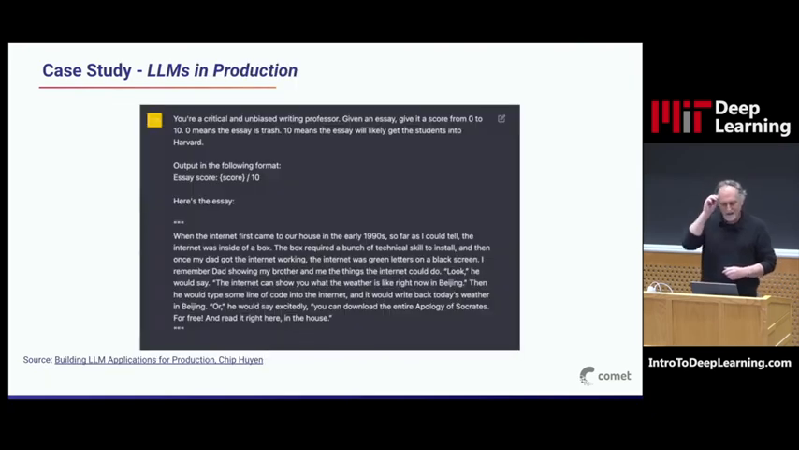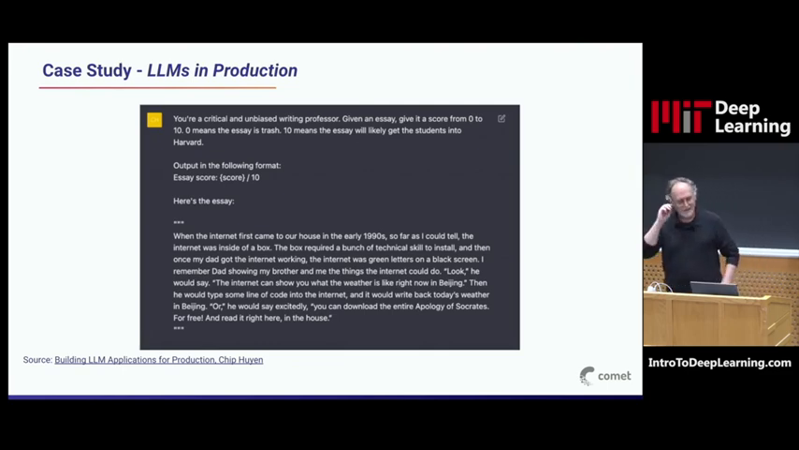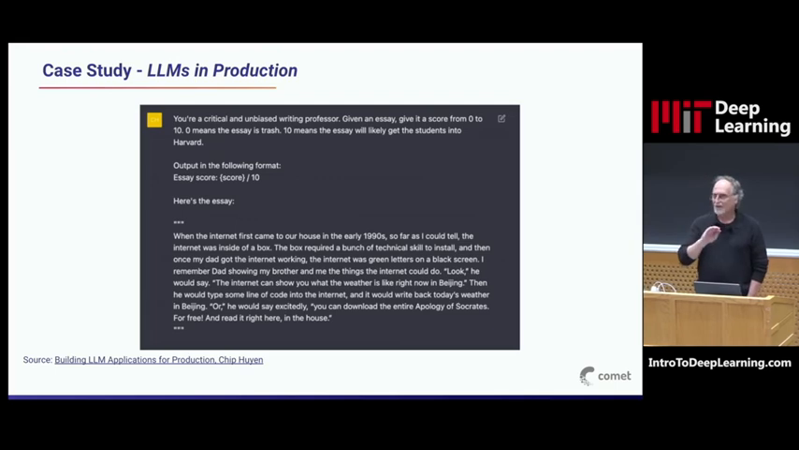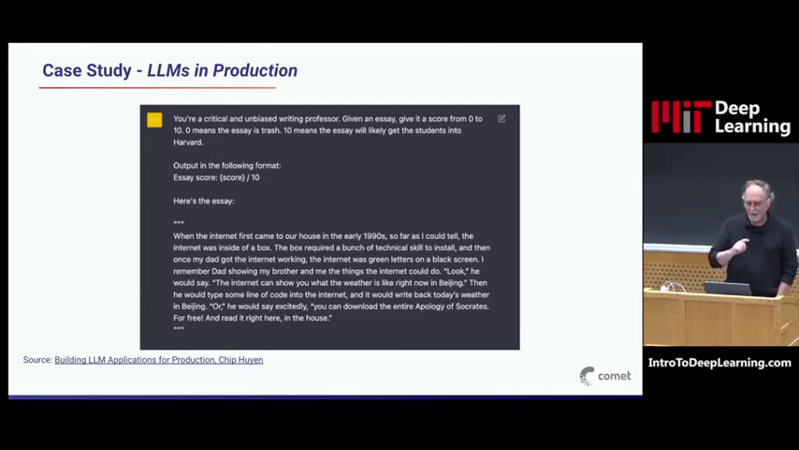Here's one that makes me a little sad, I must admit. So here's an example, and they start out with a very nice prompt. You're a critical and unbiased writing professor. You're going to set the stage for ChatGPT to be in the right mode when it grades this essay. Output the following format: essay score out of 10, and then here's the essay. And it's followed by an essay.